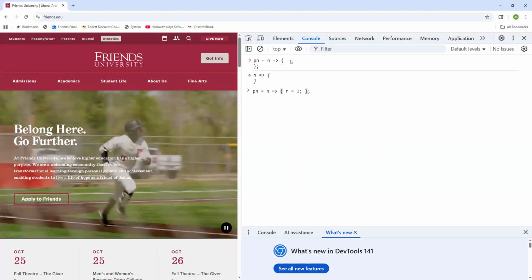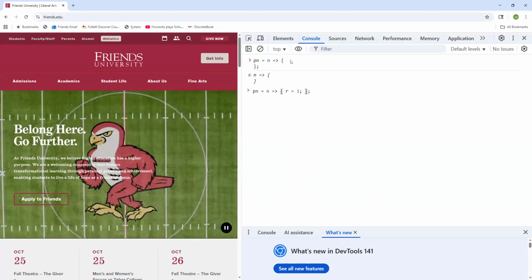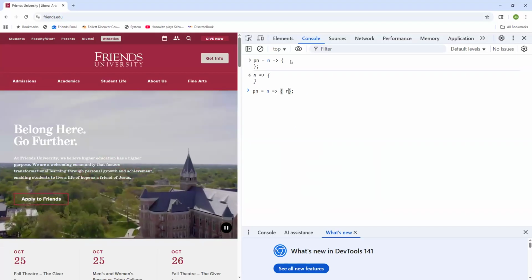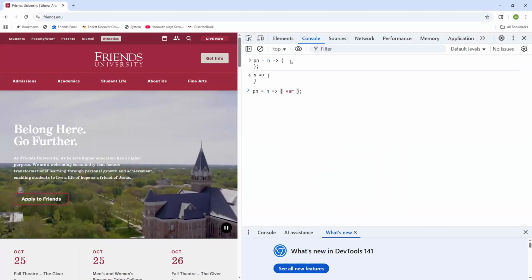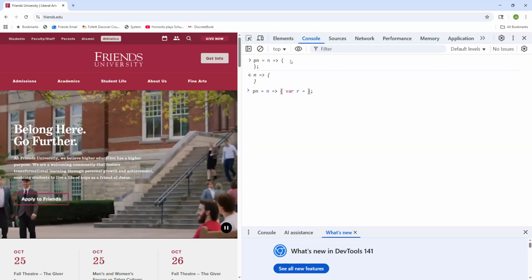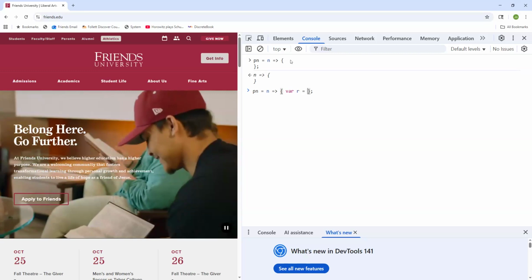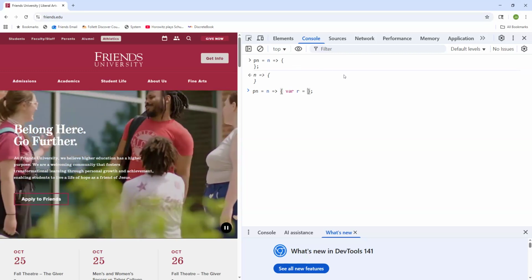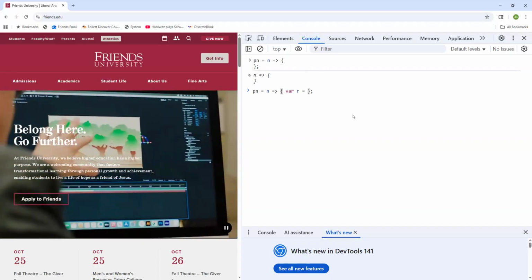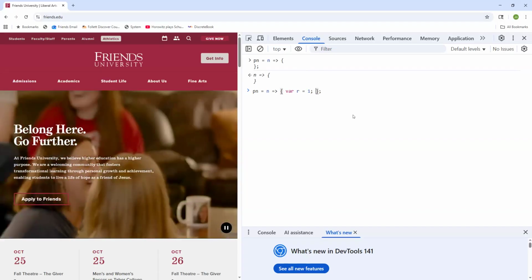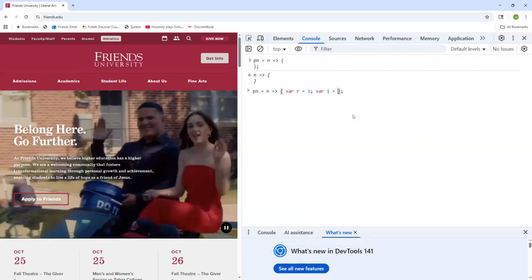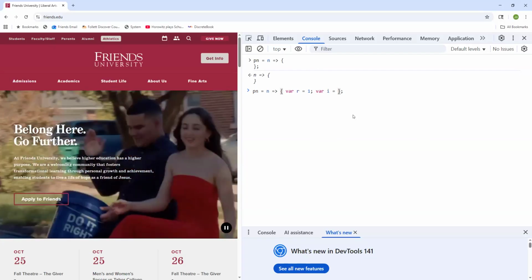So R equals 1. And we need to put a var in front of the letter R, otherwise it will not be a local variable and it could clash with any other value of R in the entire world. It could mess up the friend's website if there's any other variable called R. So we need to put var in front of it to keep it a local variable. So var R equals 1, that's going to be the result. And var I equals, what should I start with?